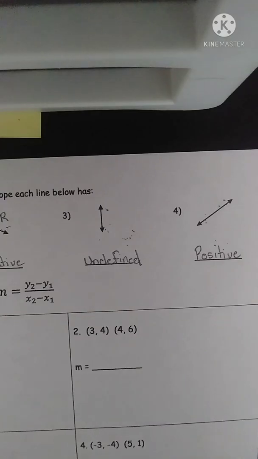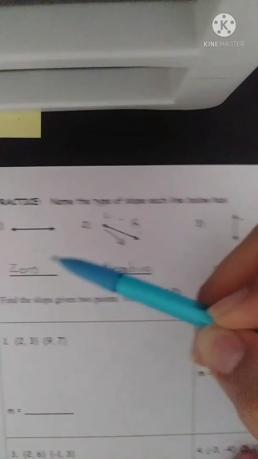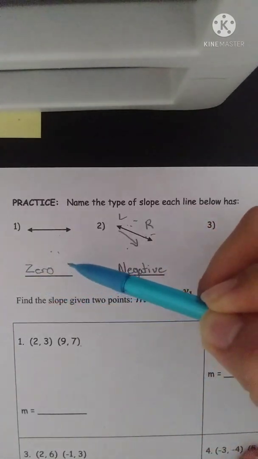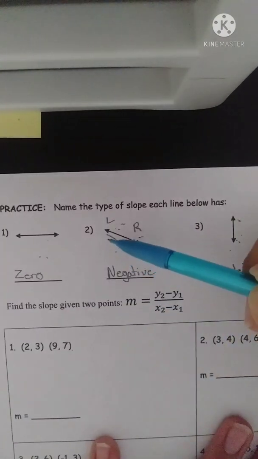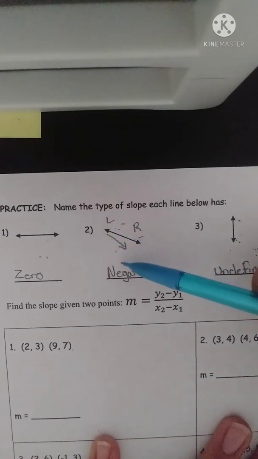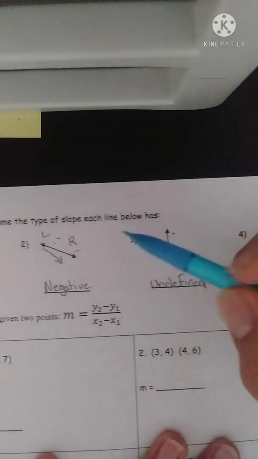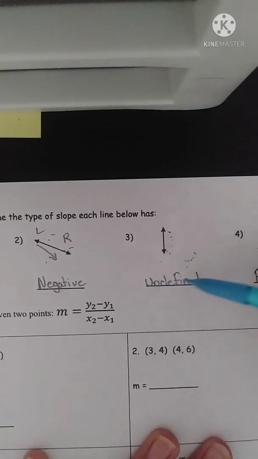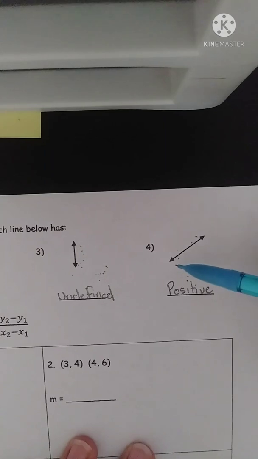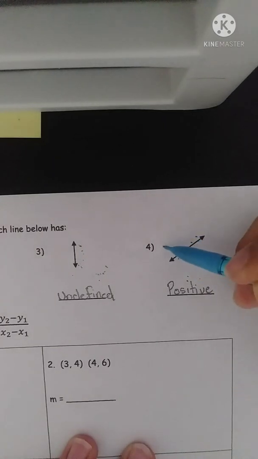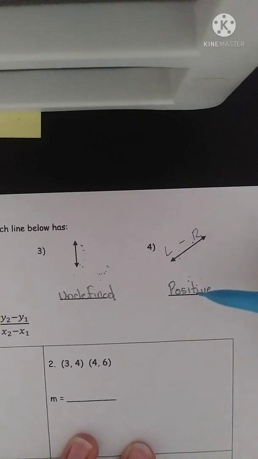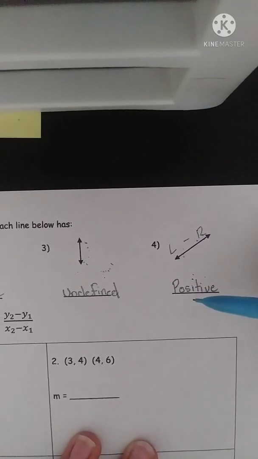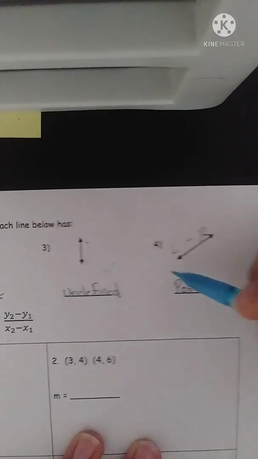So you have 4 lines. The one that goes horizontally, this one, is a 0 slope. Number 2 goes down left to right, is a negative slope. Number 3, which goes up and down, or down and up, is undefined. And number 4, which goes up left to right, is positive. You can rewind the video so you can take notes of this.